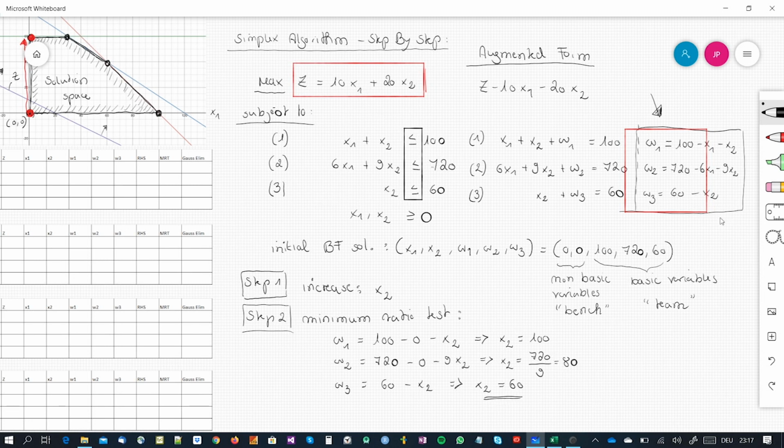So W3 is the one that would be first 0 when increasing x2. So W3 in this point would become 0 if we increase x2 to 60. And now, once again, some wording. So the third slack variable would be our leaving basic variable, and x2 would be our entering basic variable.